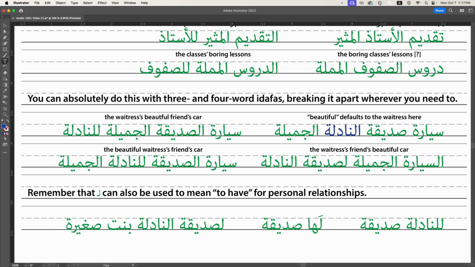And then lastly, if we could get this thing to show up, there we go. I could say li sadiqat an-nadila, belonging to the friend of the waitress, bint saghira, a little girl. So the waitress's friend has a little girl, we would say in English, but there's no has here in Arabic. So when we go to negate it or do something else with it, we have to behave differently than it would be because it's a verb. But verbs are going to be a whole other topic of the next set of videos.